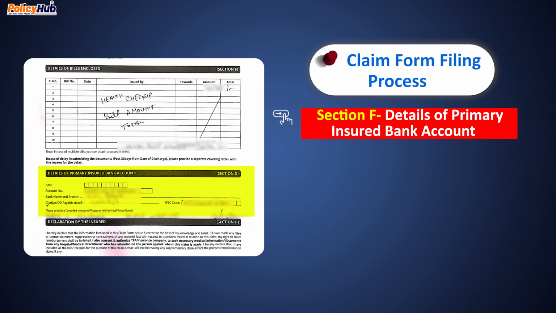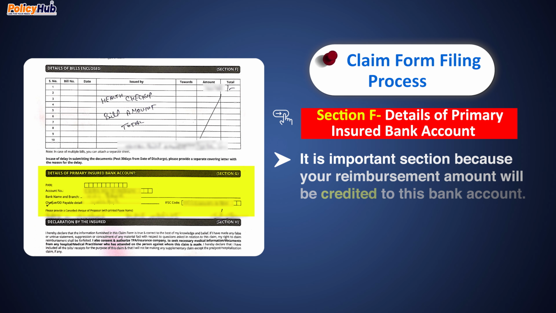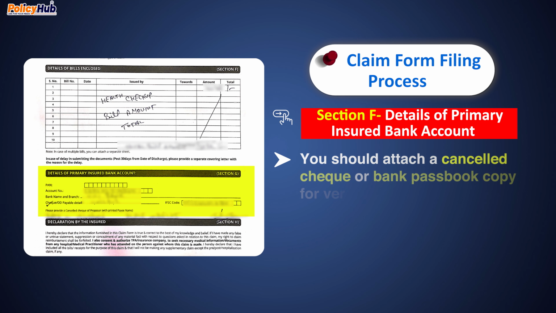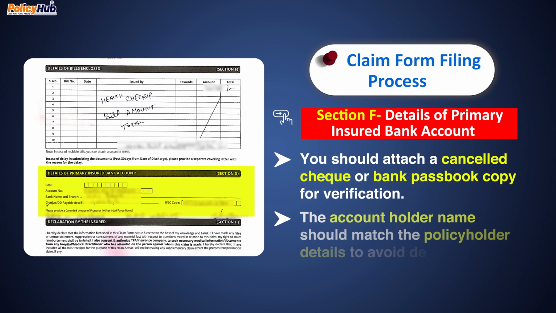Next is Section F. This contains details of the primary insured's bank account. This section is extremely important because your reimbursement amount will be credited to this bank account. Here, mention the PAN number, bank account number, bank name, branch name, and IFSC code carefully. You may also need to attach a cancelled cheque or bank passbook copy for verification.